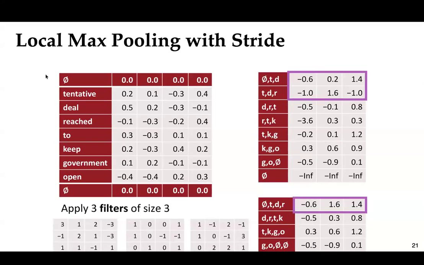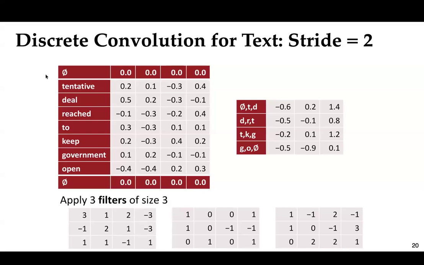So what else can we do? We can do strides. Stride is how fast you cover the entire initial map with your filter. If we say stride of 2, it means that I take OTD, then DRT. So this is like 0 and 1 and then 2. I skip that one, and then I go to deal reach to, and then I skip reach, so I go to keep government, and then government open. I'll be able to reduce the feature map size. What else can we do?